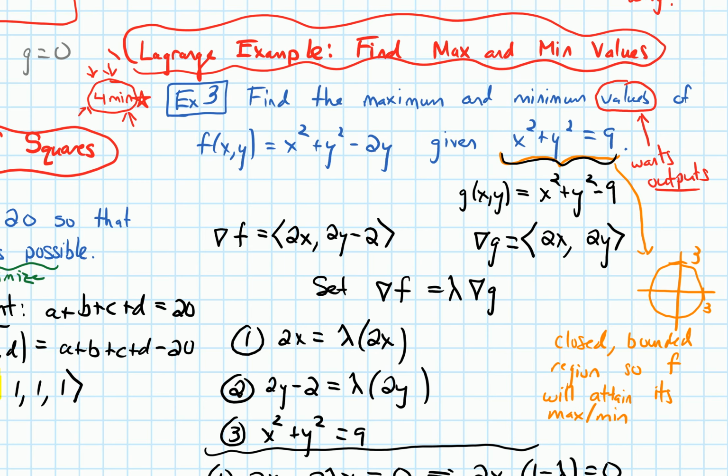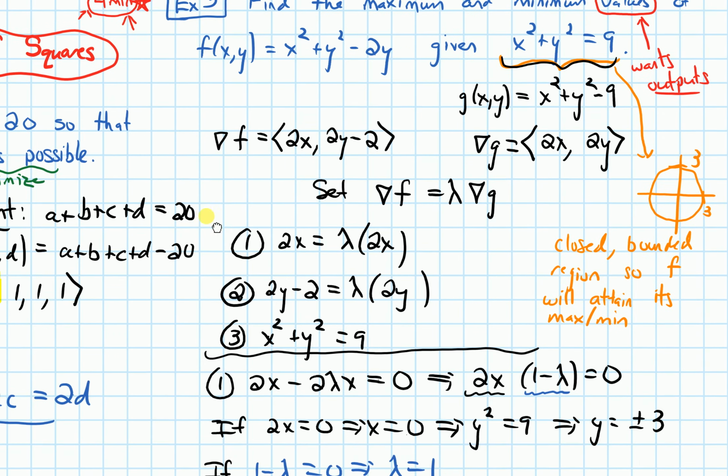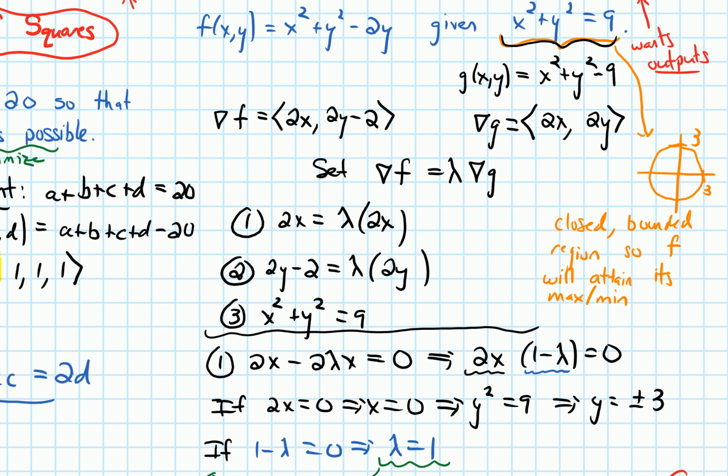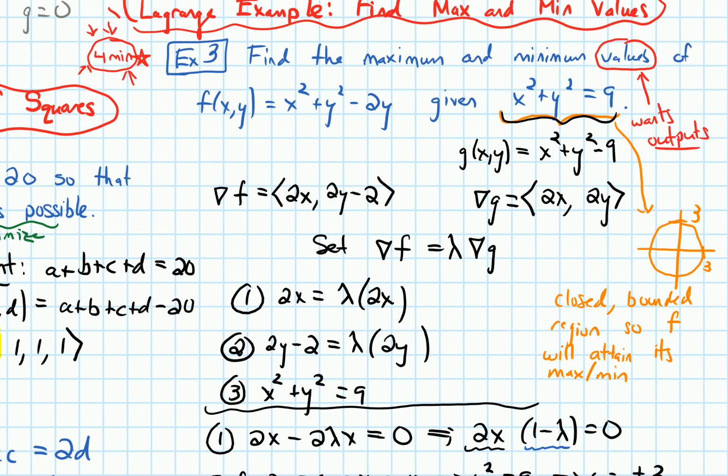So when we use Lagrange and we set up this system of equations and we solve that system of equations, the solutions that we get, in this case they were 0, 3 and 0, negative 3, those are possible candidates for local mins and local maxes. But in this problem, because our constraint is a closed and bounded region, we know that f has to have its absolute max and min occur somewhere. So those absolute max and absolute min have to be at one of these candidates for the local max and the local min.